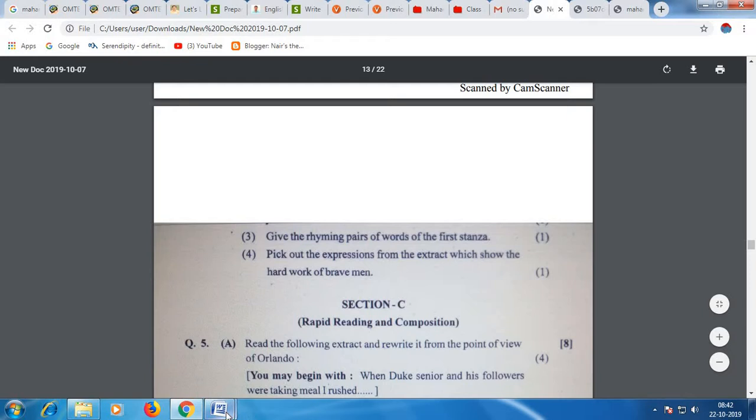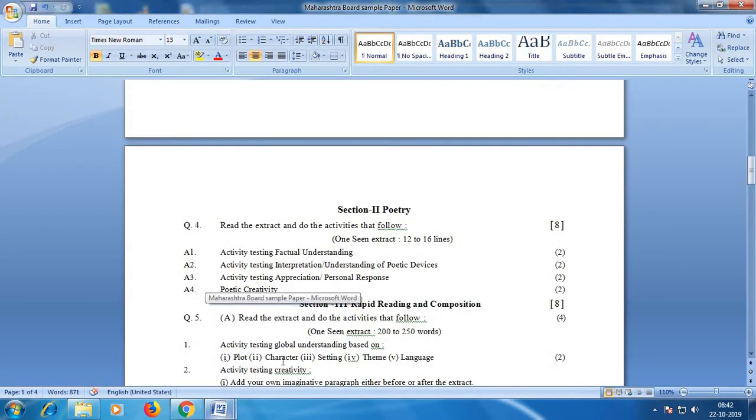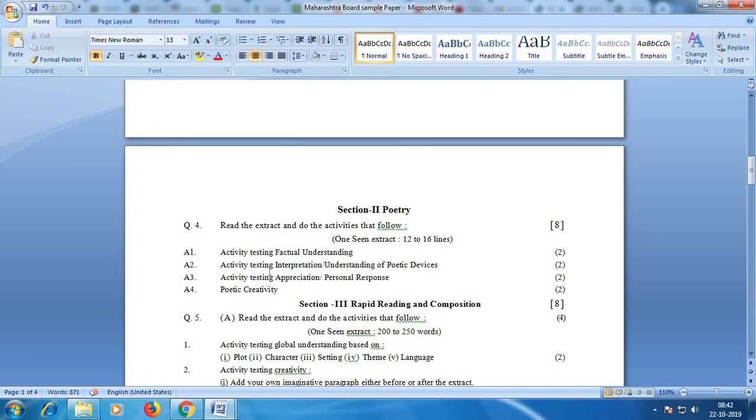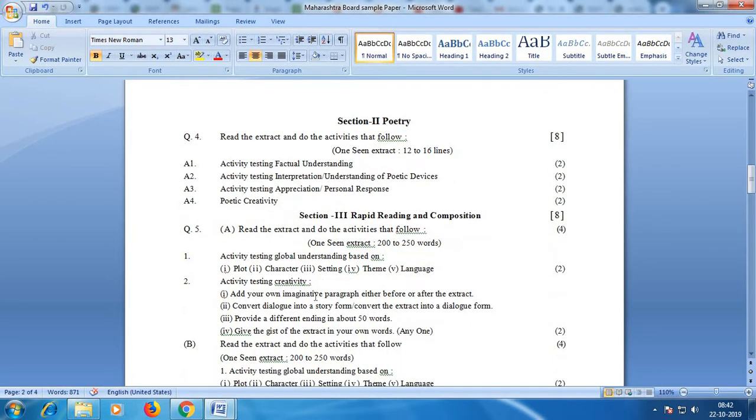Along with that, theme based questions are asked. You can see factual understanding, interpretation, appreciation, poetic creativity, such questions are generally asked. 8 marks, that means 2 extracts are given as we saw in the paper.